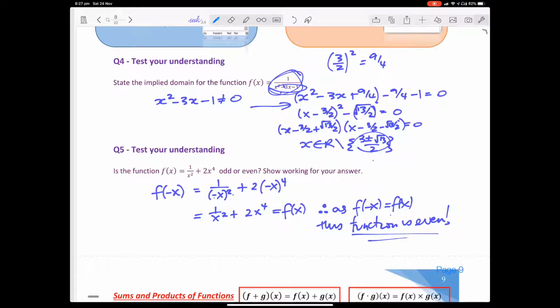Okay? And of course you could define that in your CAS, sub in negative x. You can actually test and see if f of negative x equals f of x, or f of negative x equals negative f of x. You do need to know how to do it by hand as well though, because they could do it on a calc-free exam. But in this case here, the function is even.